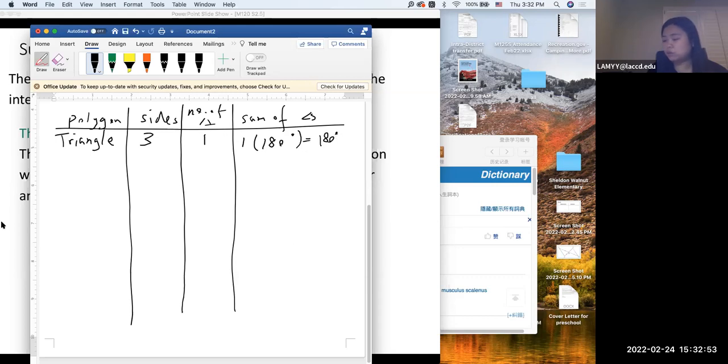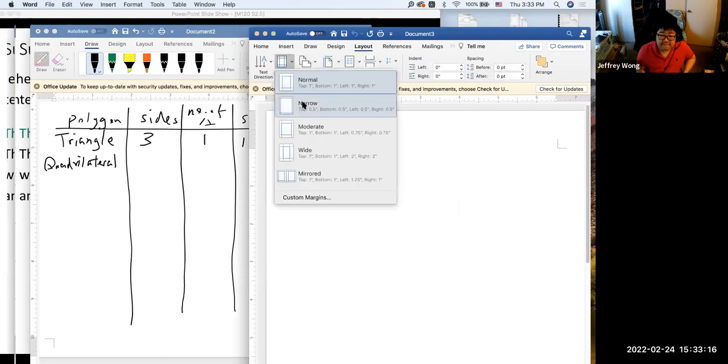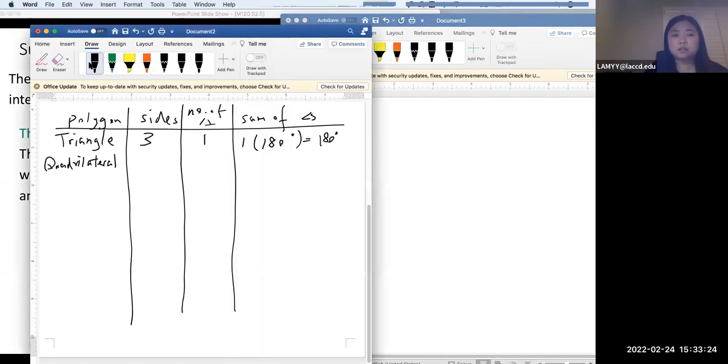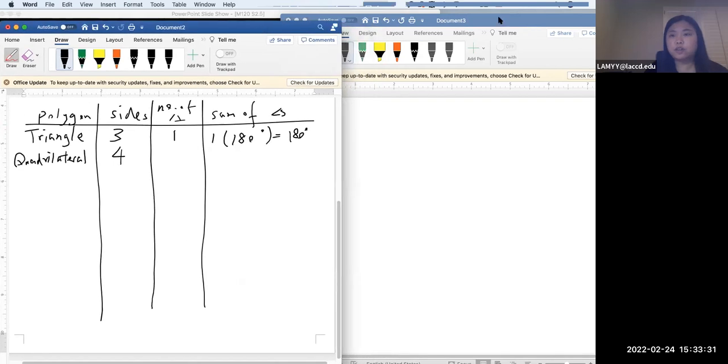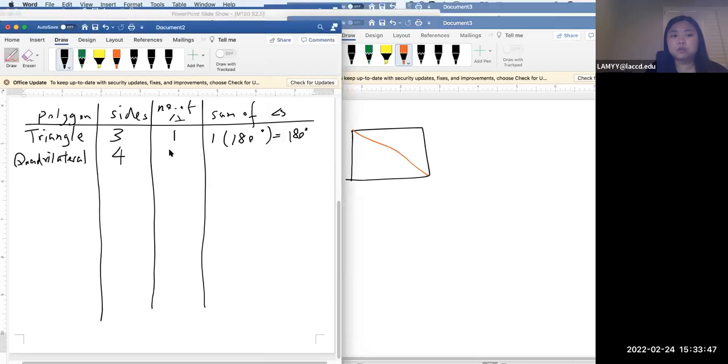Okay, second one, the quadrilateral. How many sides for the quadrilateral? 4. Okay, we have 4 sides. So think about it. If the quadrilateral has 4 sides, how many triangles can we have? 2. Good. I cut it out. I do have 2 triangles. So here I'm going to put 2 triangles.